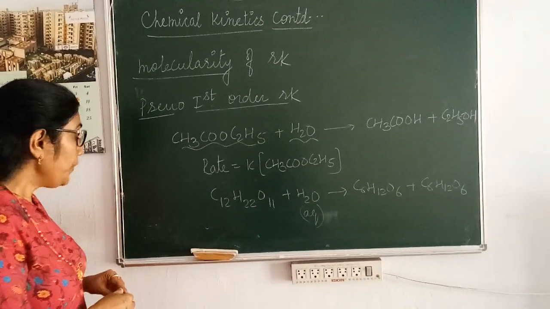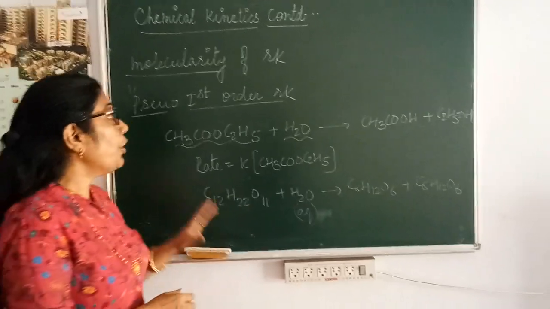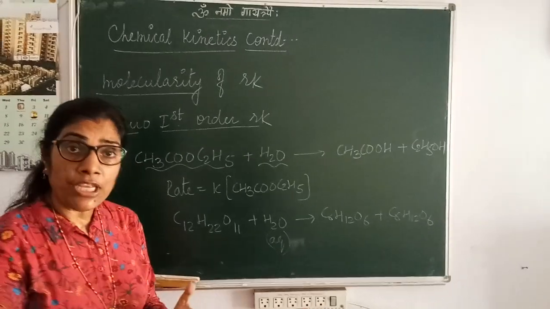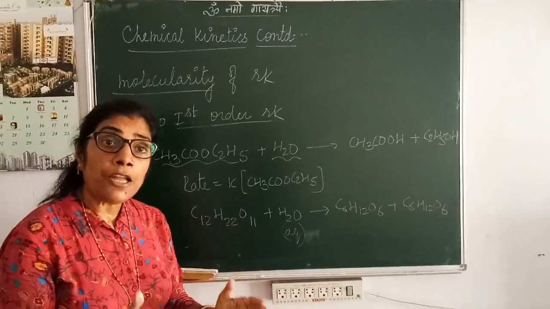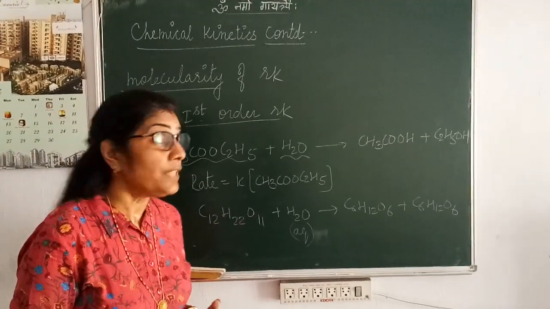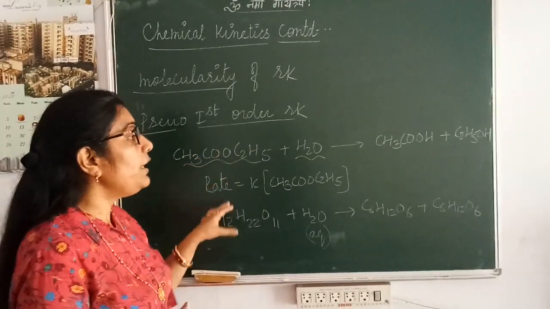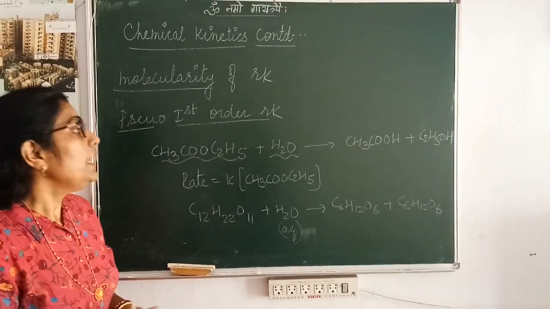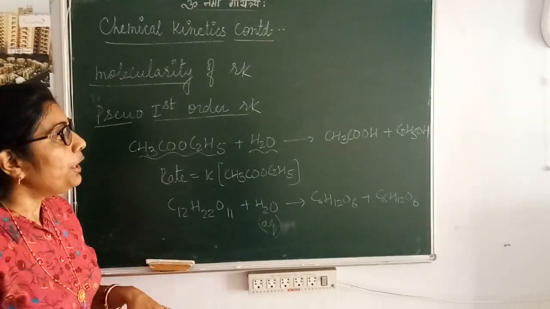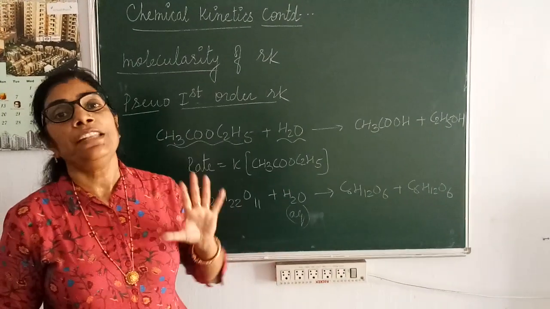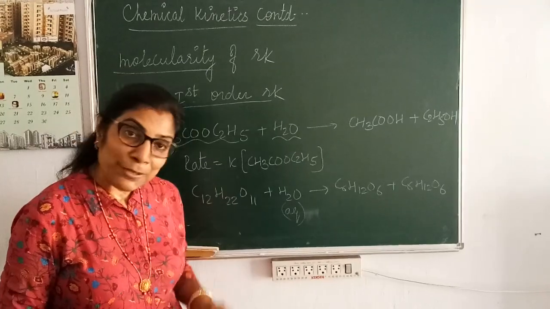All of you go through the topics we have discussed in this lecture today, that is, order of reaction, how we find the unit of rate constant K for different order reactions, and the difference between order and molecularity of reactions. In our next lecture we are going to start with experimental methods to determine the order of reaction. Thank you very much.